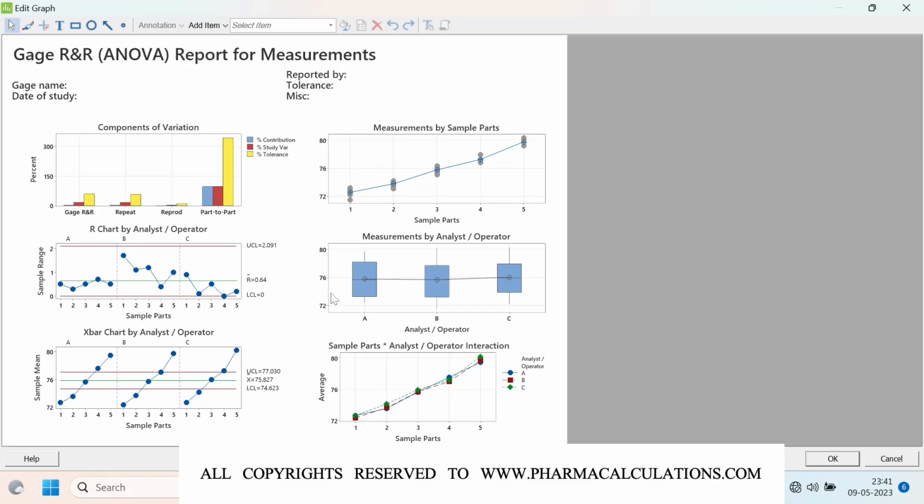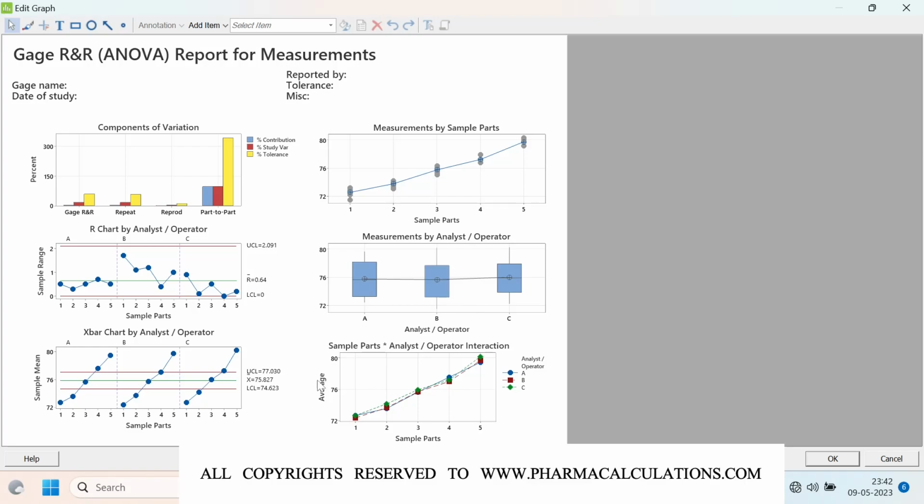And coming to the next graph, that is the box plot, the measurements by the operator. Here if you are able to see clearly, there is not much variance between operator A and B, and there is a slight variation in the measurements taken by operator C.